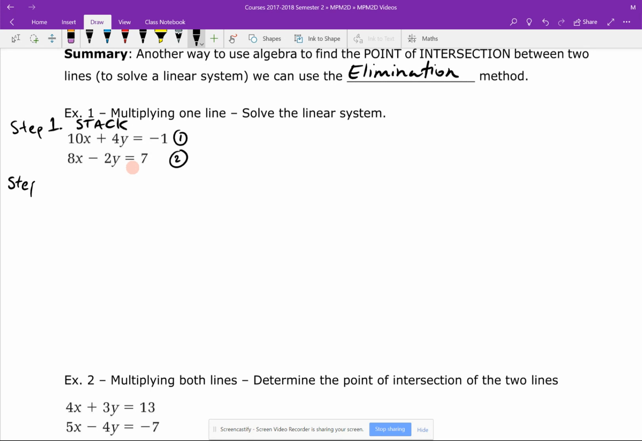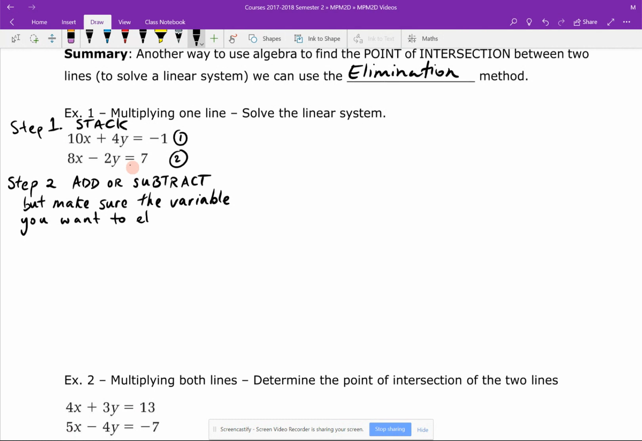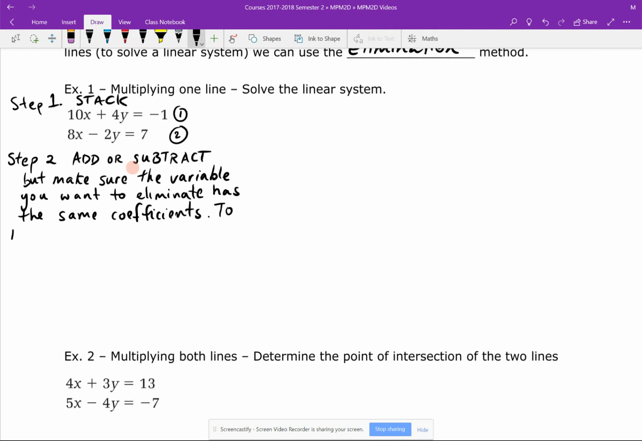So step 2 involves adding or subtracting both equations, but before you do that, make sure the variable you want to eliminate has the same coefficients. So to make them the same, multiply one of the equations. We did some of this work in our Desmos activity.